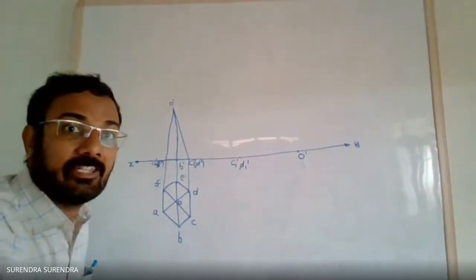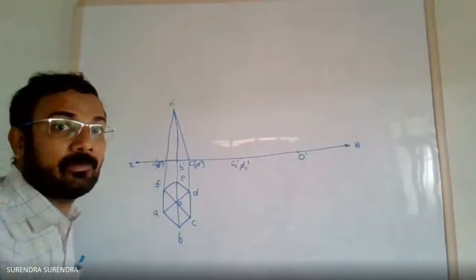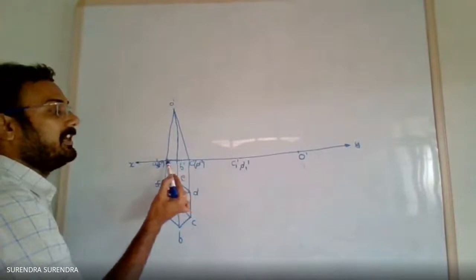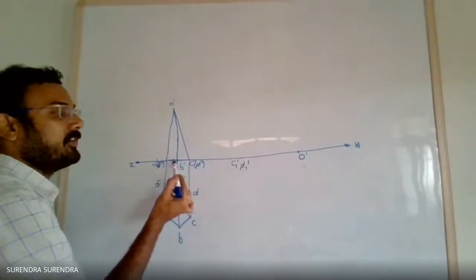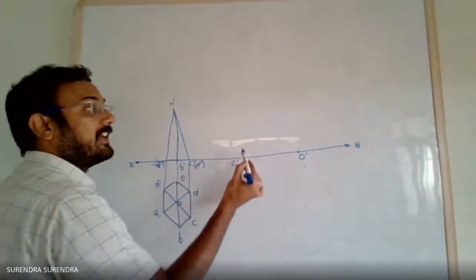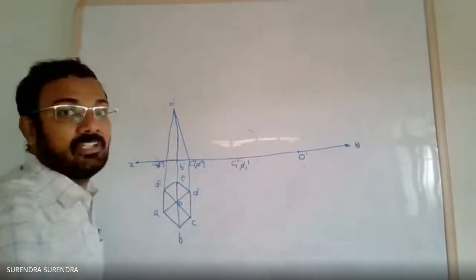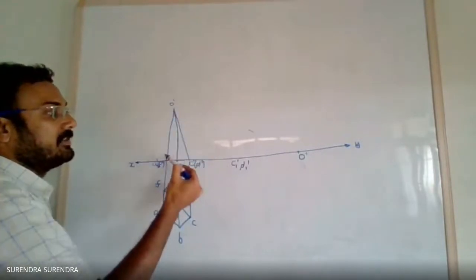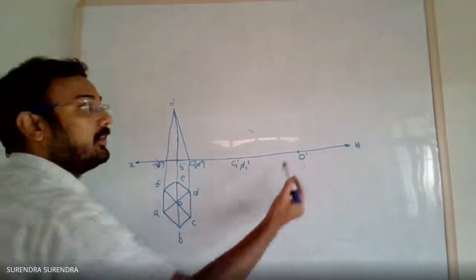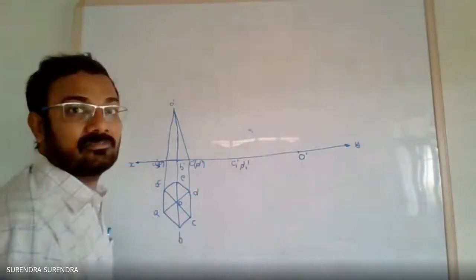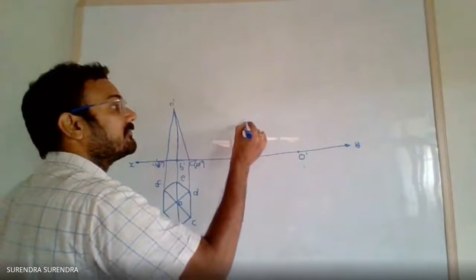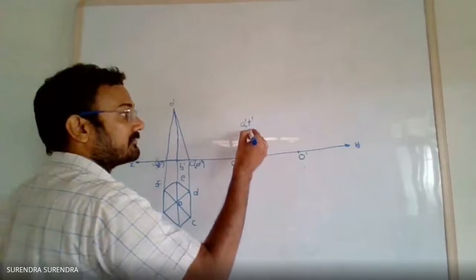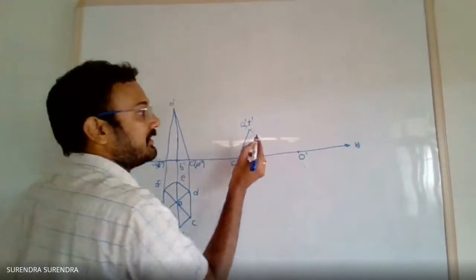Now, for drawing the remaining points, measure the distance from D to A. With D as center, draw an arc. Measure the distance from O to D. With O as center, draw an arc. We'll get the points A dash and F dash. Join CA.